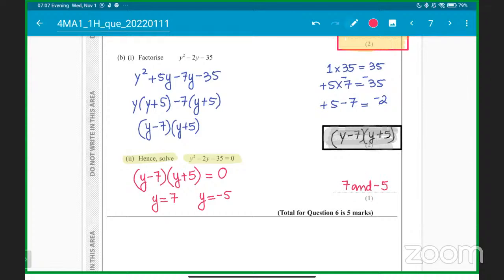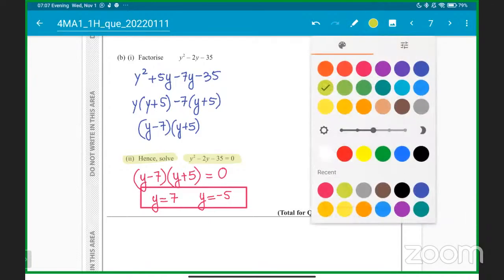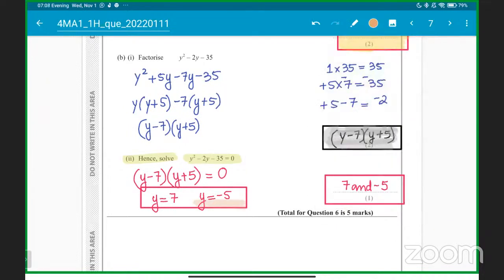Yes, sir. So can I also use the quadratic formula for this question, or no? You cannot apply the quadratic formula because they are telling you to factorize. Okay.